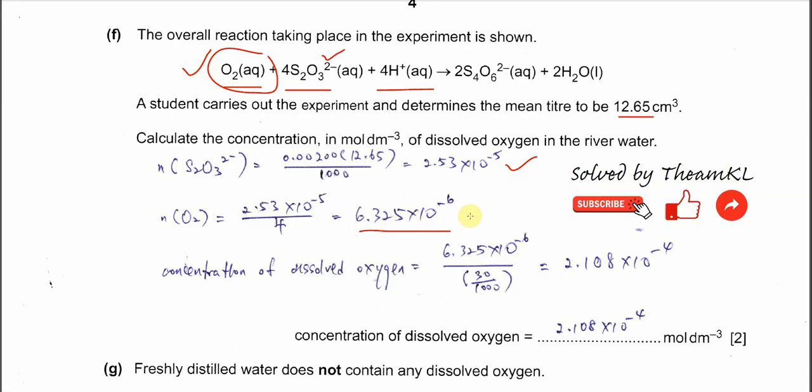Okay, this is just mole, because it's asking for the concentration in mole per dm cube. So the mole now needs to be divided by the volume in dm cube, because it's asking for dissolved oxygen, meaning the dissolved oxygen in the sample. The sample used is 30 cm cube, not including the reagent, right? So you just need to use 30 over 1000. So eventually you get this concentration, 2.108 times 10 power negative 4.